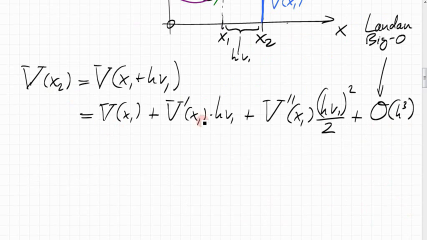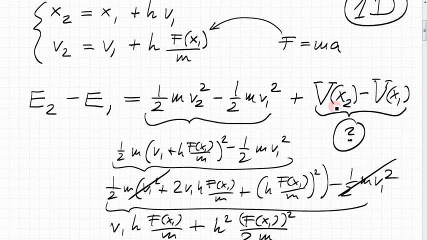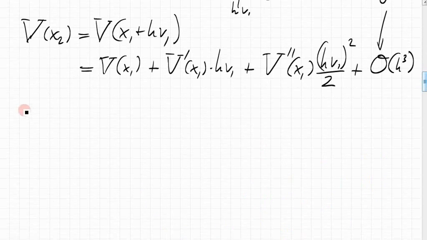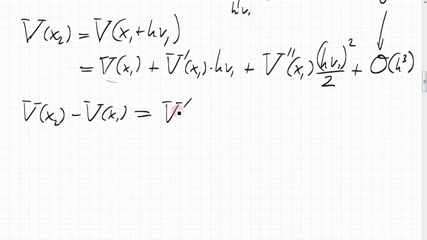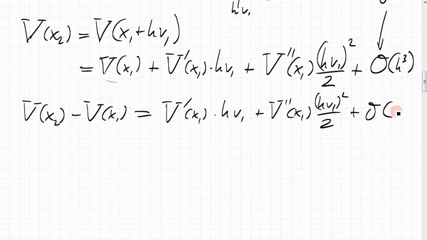Now we're going to apply this approximation to our energy calculation. What I'm interested in is the potential at the position after the step minus the potential at the position before the step. So what would that be? The potential after the step minus the potential before the step. You subtract V of x1 and we are left with the derivative of the potential times h v1 plus the second derivative times h v1 squared over 2 plus something of order h cubed.